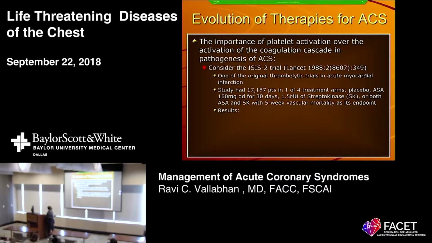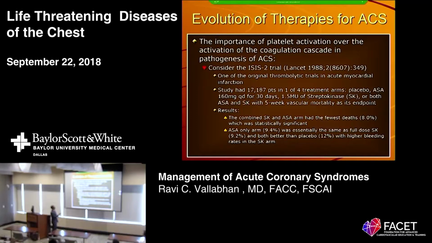The interesting thing is, on this trial, remember, we didn't know what was the best way to treat STEMI. The combined aspirin and streptokinase arm had by far the fewest deaths, more significant. And nowadays we can understand why. But the interesting part of the trial was the patient who was treated with just aspirin for a month did just as well as the patient who got full dose streptokinase. And so you would think, aspirin for 1 month as well as.